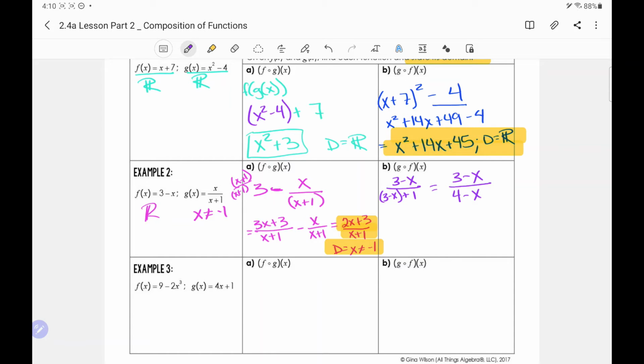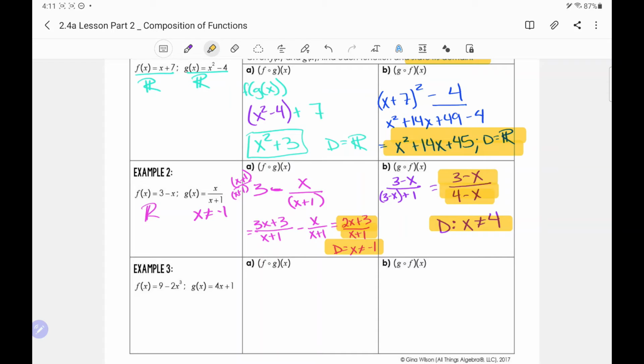Now we need to think about what is our domain now. Remember, originally f is all real numbers, so we don't have any limits from f. But for g, we're limited to what will make the denominator 0. In this case, negative 1 wouldn't make it 0 anymore because we got rid of just x plus 1, but instead we have 4 minus x. So x cannot equal 4, because if x was 4, we would have 4 minus 4, which would make the denominator 0. So the domain is that x cannot equal 4.